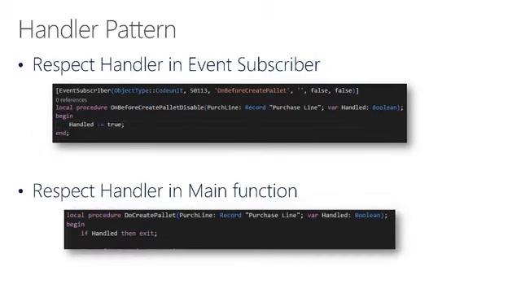In the event subscriber, you respect the handler. So in that onBeforeCreatePalette subscriber, you have your business case, your business logic, and if that handles the business case, you set handled to true. And then in the main function, when you get that back, you go into DoCreatePalette. Then if handled, then exit, right? And I've said this before. So that's the handler. Next, we go into the discovery event pattern.